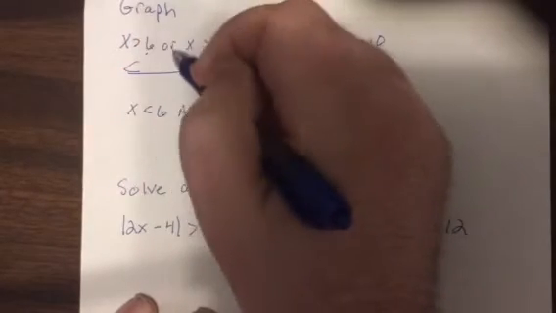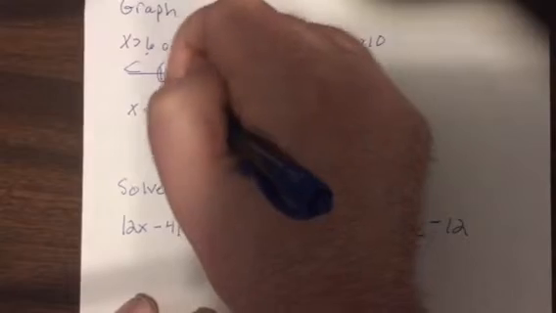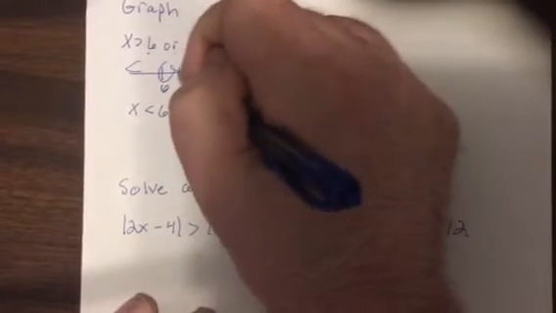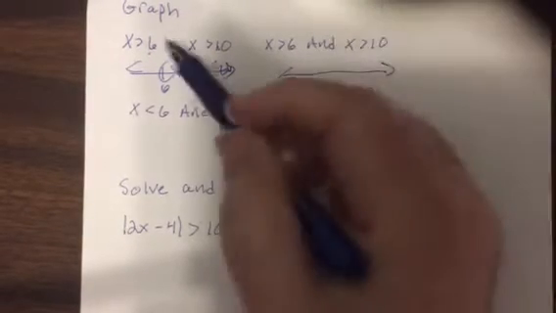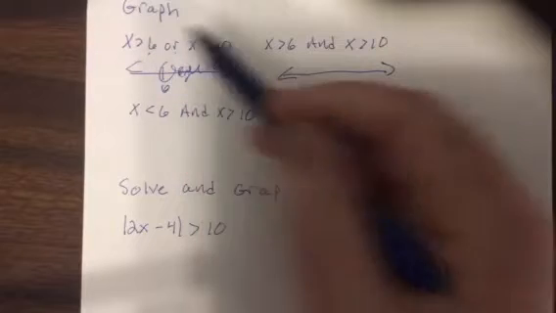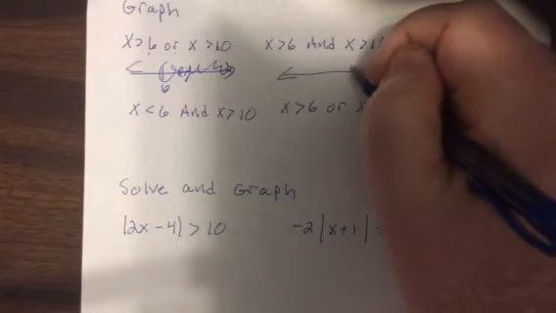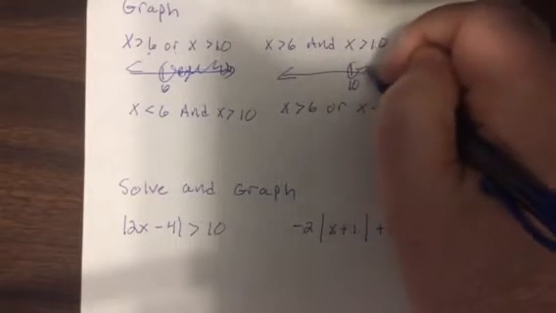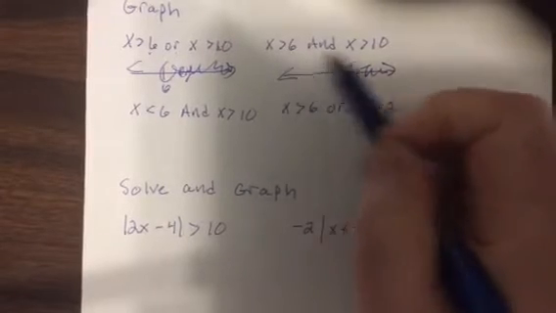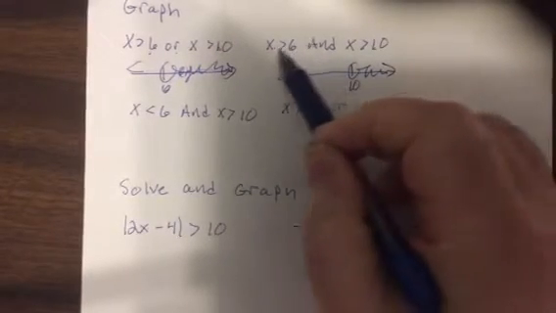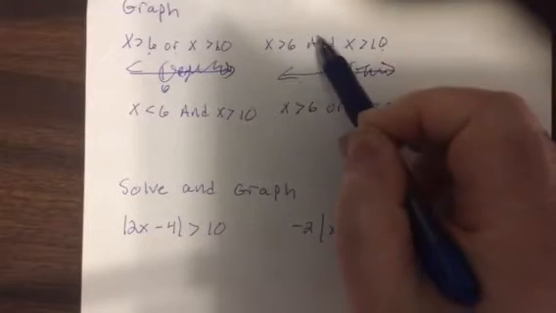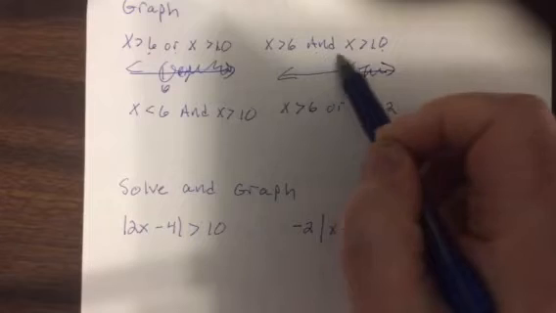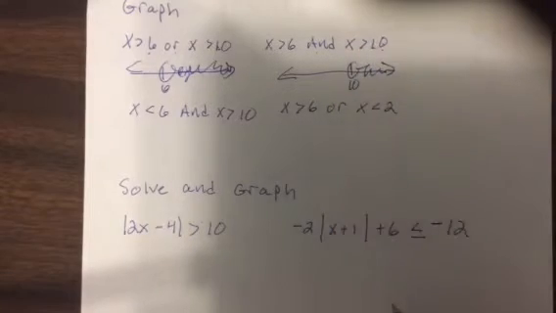It's greater than 6 or greater than 10. So it has to be greater than 6, because all the numbers greater than 10 are automatically greater than 6. If it's the same direction, it has to be the shorter one, because 6 is not bigger than 10, 7 is not bigger than 10, 8 not bigger than 10. So all these numbers are excluded up until 10.